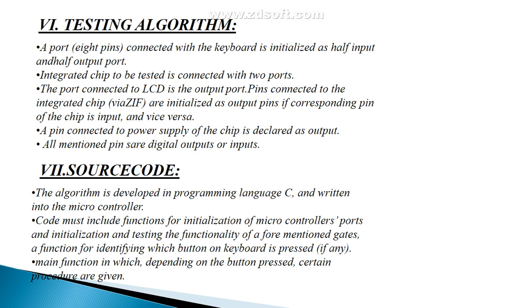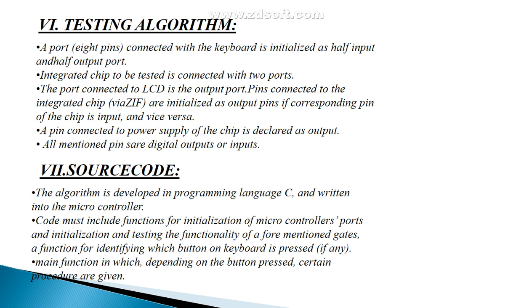A port of 8 pins connected with the keyboard is initialized as half input and half output port. The integrated chip to be tested is connected with two ports. The port connected to the LCD is the output port. Pins connected to the integrated chip are initialized as output pins if the corresponding pins of the chip are input, and vice versa. A pin connected to the power supply of a chip is declared as output. All mentioned pins share digital output or inputs.